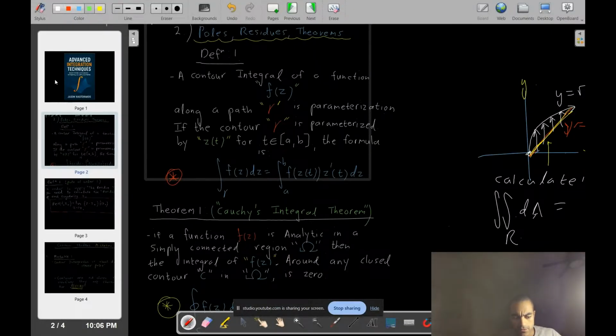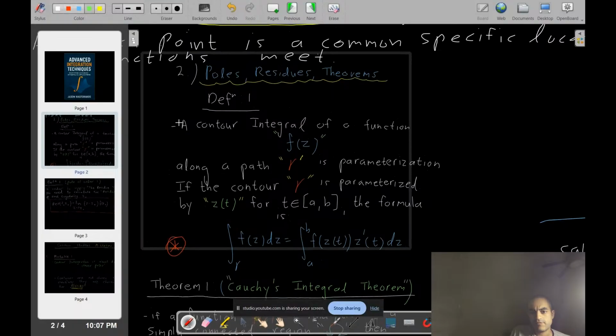Let's talk about some interesting stuff here, guys. We're going to look at poles, residues, and theorems. So a contour integral, what is that? What is a contour integral? How is this helping us? If you look here, I'm going to zoom in. I don't have the same font as above.